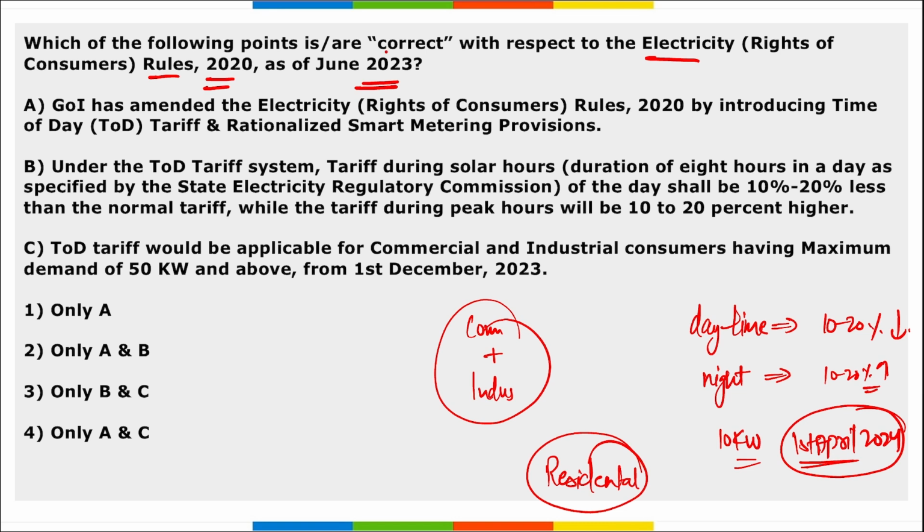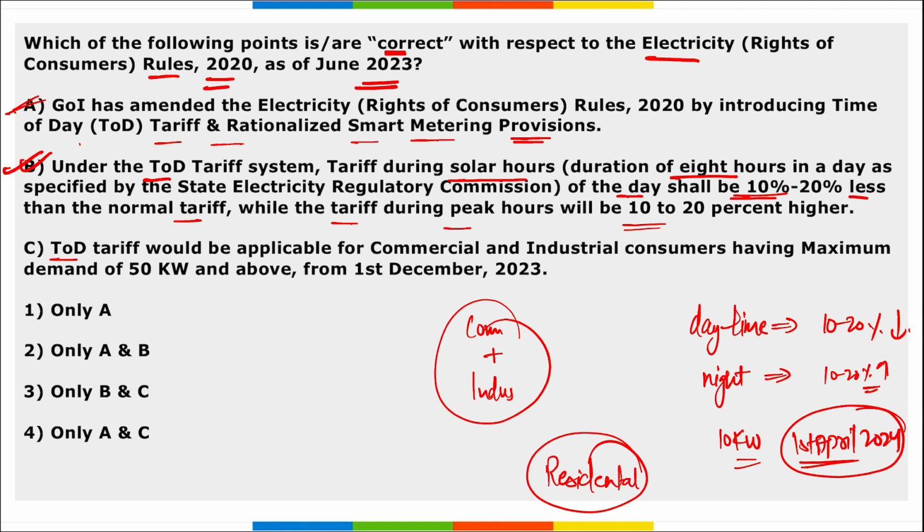So let's look at some of the correct points with respect to options A, B, C here. Option A, the government amended the rules by introducing TOD tariff and rationalizing smart metering provision. So is option A correct? Yes. B, under this TOD system, tariff during solar hours, that is during 8 hours in a day, as specified by the state electricity regulatory commission, shall be 10 to 20% less than the normal tariff, while tariff during the peak hours will be 10 to 20% higher. So yes, option B is also correct.